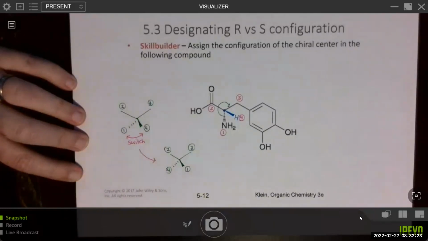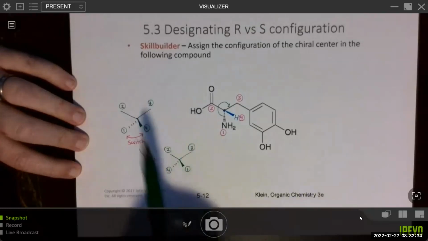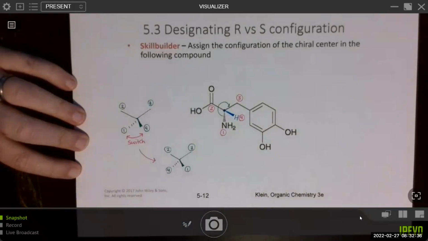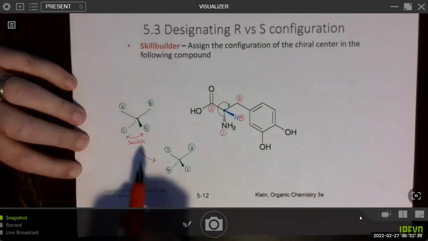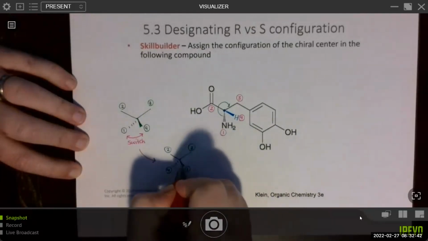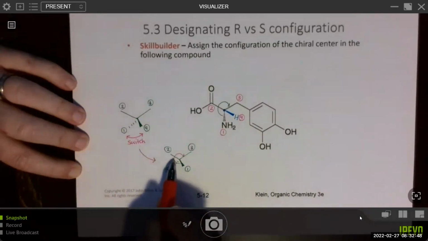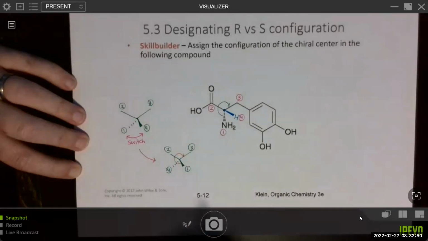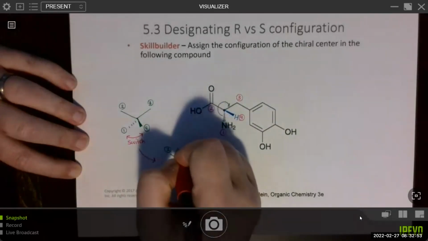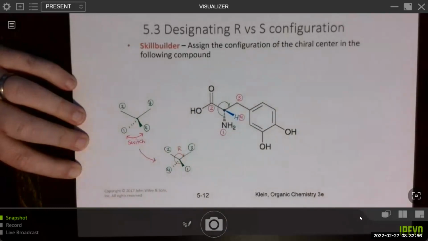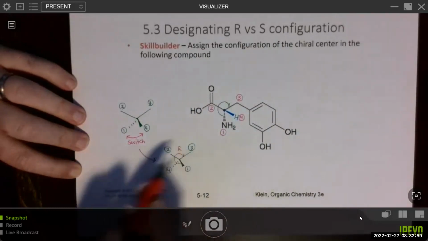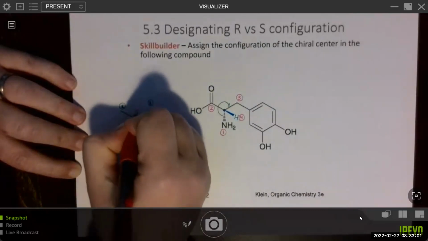So again, at this point, you could figure out if this is clockwise or counterclockwise because my fourth priority group's in the back. And whatever this is, the original one was the opposite, right? So for example, if I wanted to just switch those two, I could do that. And I would go from 1 to 2 to 3. Notice that I started on 1, I went up to 2, and then I went over to 3. This was a clockwise and R, right, designation. And if this is an R, and I switch two groups, that means the original was an S.